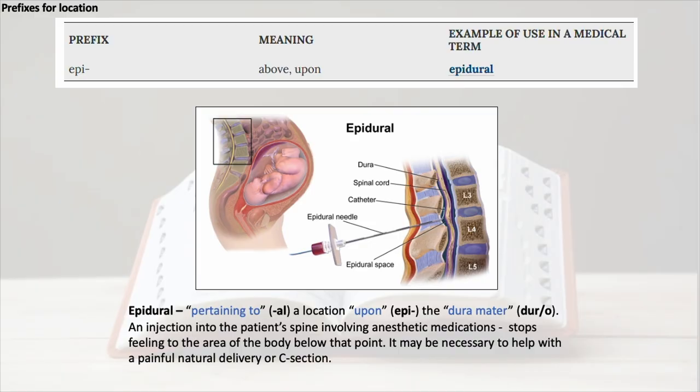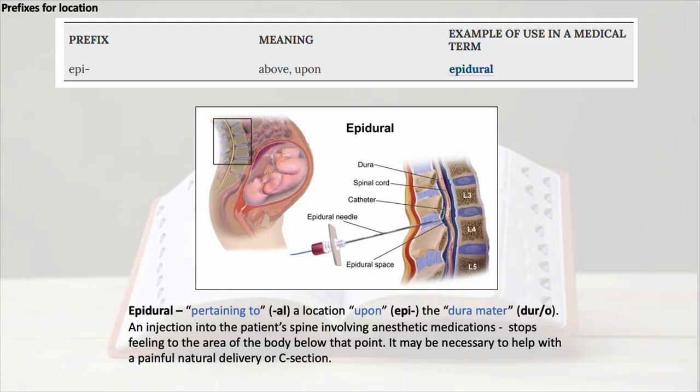So again, epi referring to above or upon. Some other examples of the term epi would be epigastric, right? We saw when we were looking at the organization of the human body that the epigastric region directly translates to epi, above, gastric, the stomach. So this is the abdominal region that is designating above the stomach, if you will.